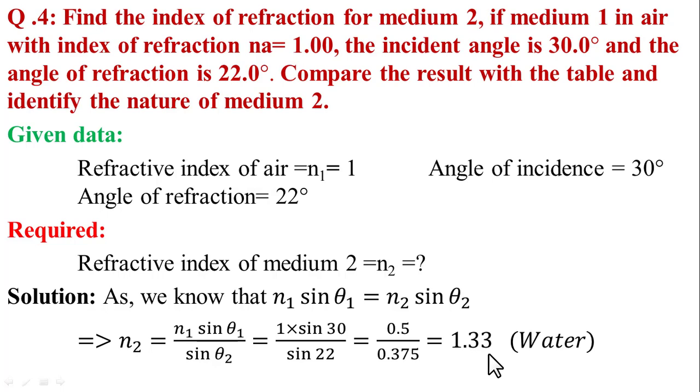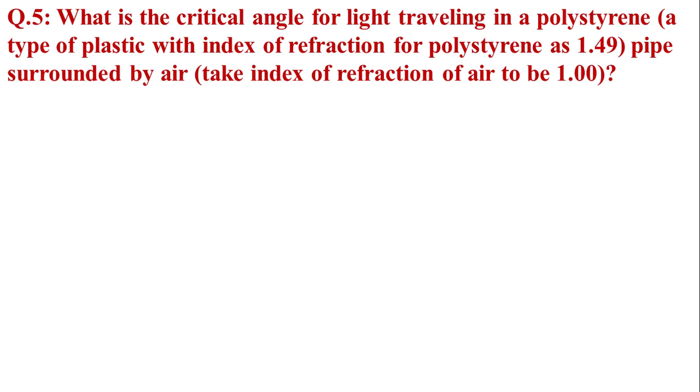Comparing with the table, this refractive index value of 1.33 is the refractive index of water. Now we will move to today's last question, question number 5. What is the critical angle for light traveling in polystyrene, a type of plastic, with the index of refraction 1.49, surrounded by air? Take the index of refraction of air as 1.